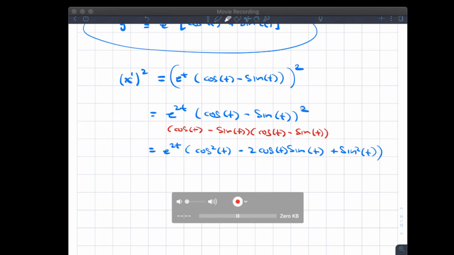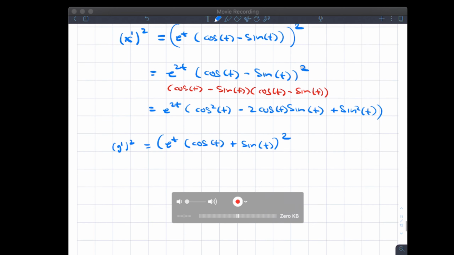And double check, because you do the same exact thing for y squared, or y prime squared. e to the t cosine plus sine. You square this, which gives you e to the 2t now. And yeah, let's make sure we're good. I think we need another parentheses, right? Okay, so cosine t now plus sine t, you square that one as well.